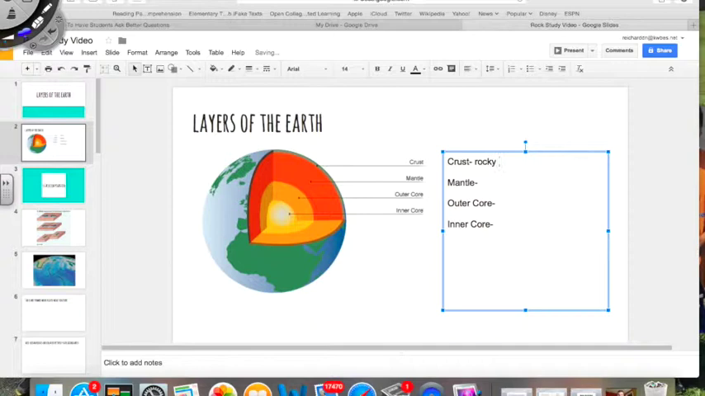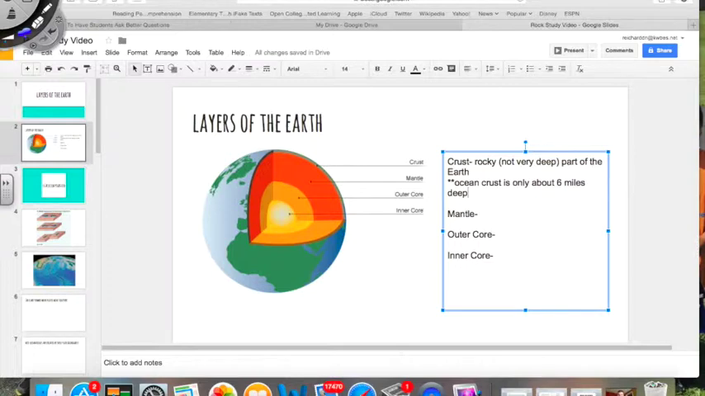And then the crust is obviously a rocky and, I'm going to say, not very deep part of the Earth. Remember we said in the oceans, ocean crust is only about 6 miles deep. That's about 25 miles deep here on land. And then you'd get down into the mantle.